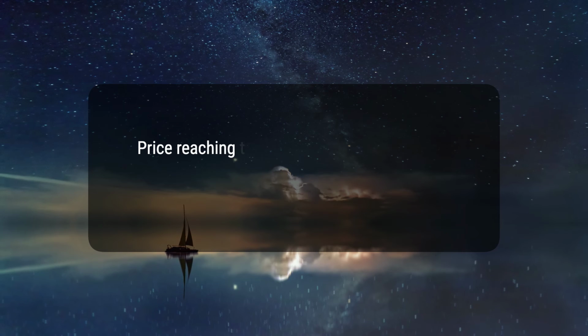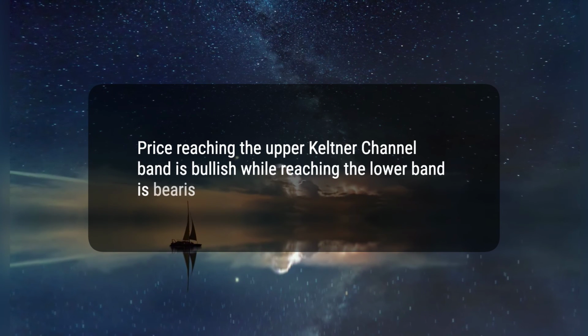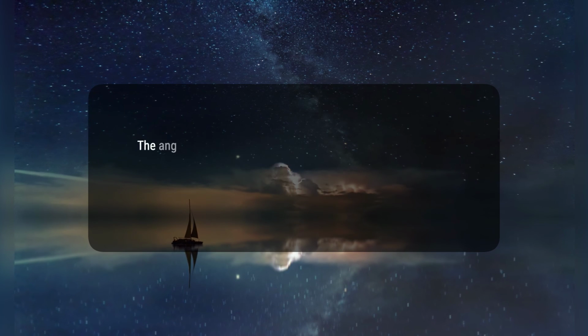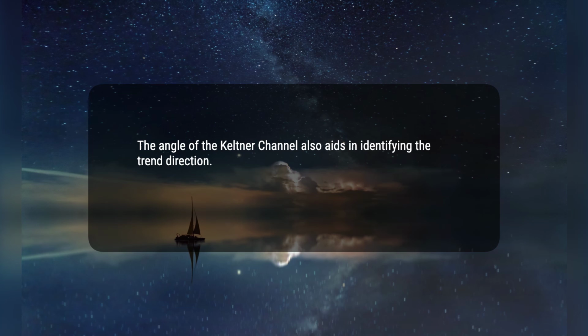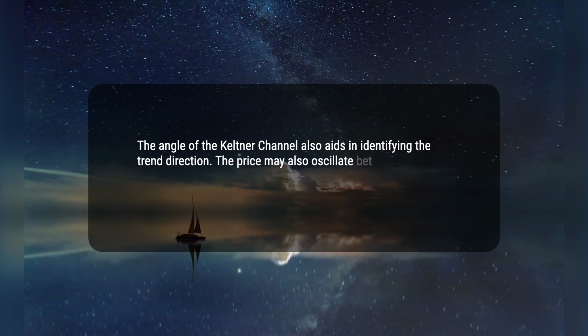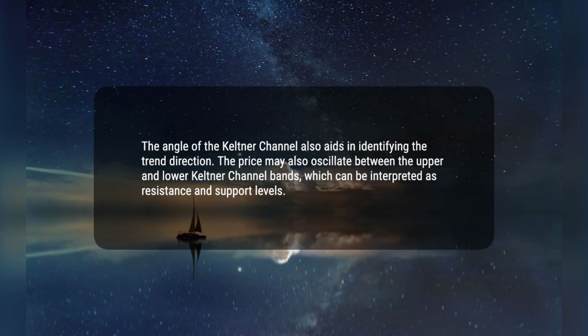4. Price reaching the upper Keltner channel band is bullish, while reaching the lower band is bearish. 5. The angle of the Keltner channel also aids in identifying the trend direction. The price may also oscillate between the upper and lower Keltner channel bands, which can be interpreted as resistance and support levels. Hope this would help.